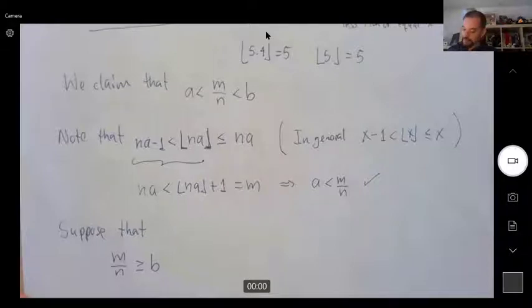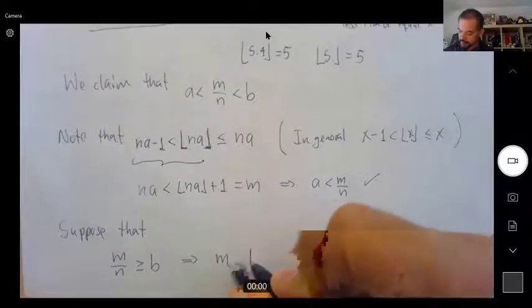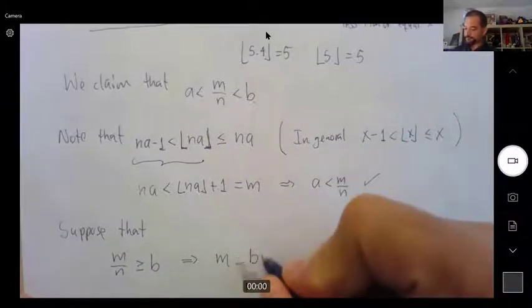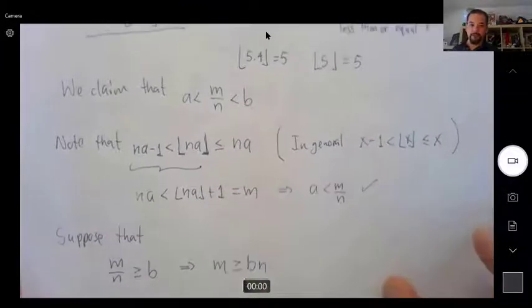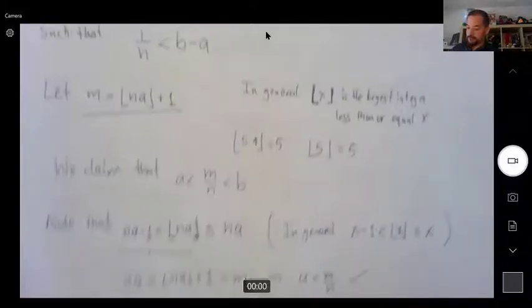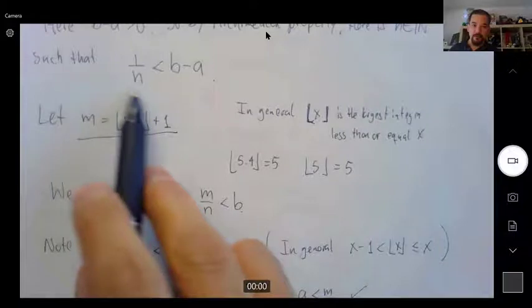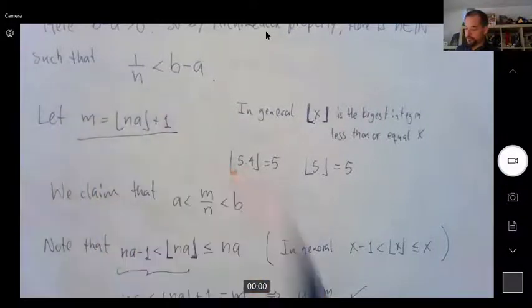Well, if that is the case, you can multiply by n both sides, and this is the same as m greater than, I mean, I think I want, yeah, that's okay, bn. And then this is where we use the property of n. The n that we picked was this one. We picked an n such that this fraction is tiny. 1 over n is less than b minus a. So we're going to use that information in here.